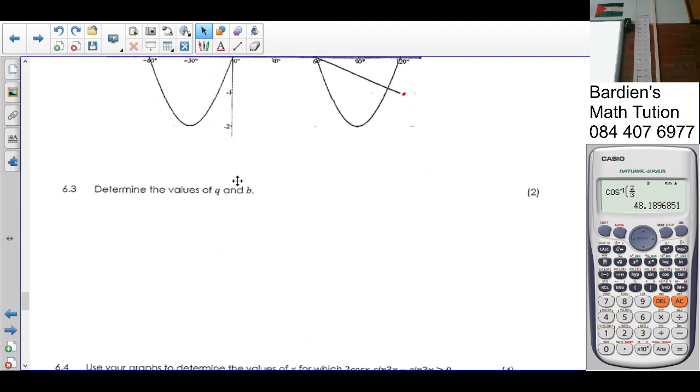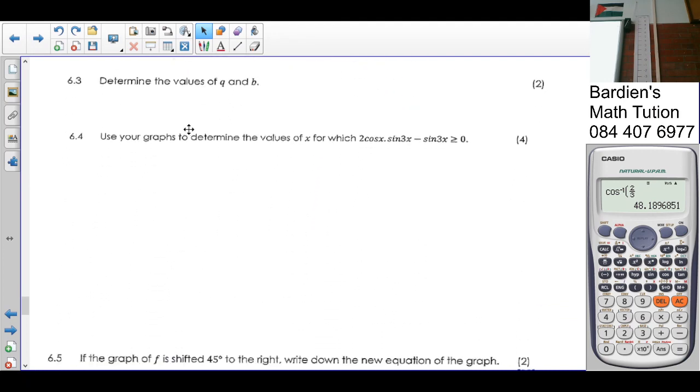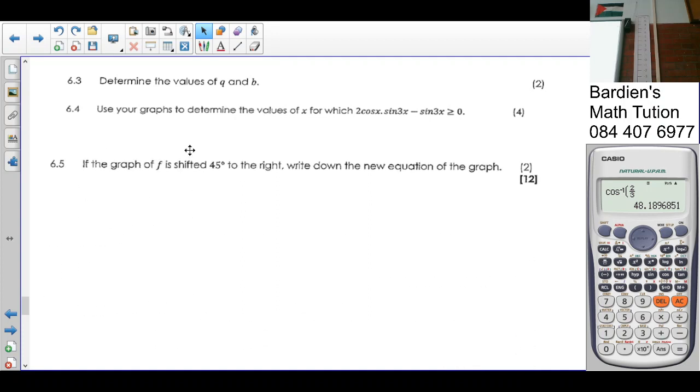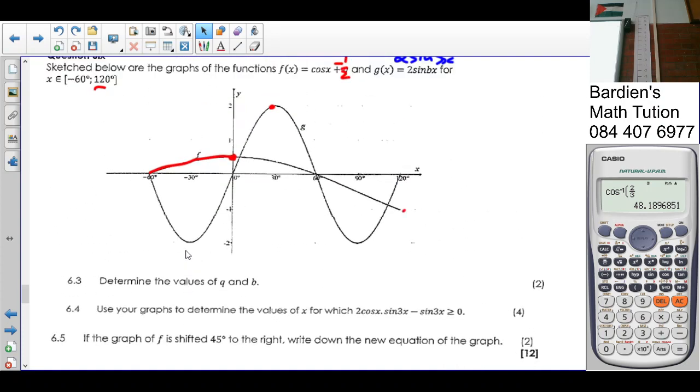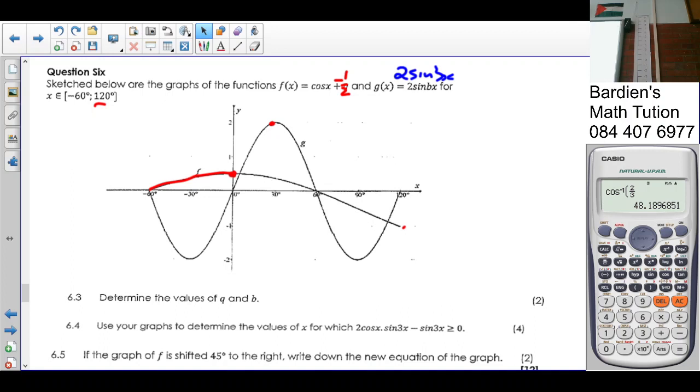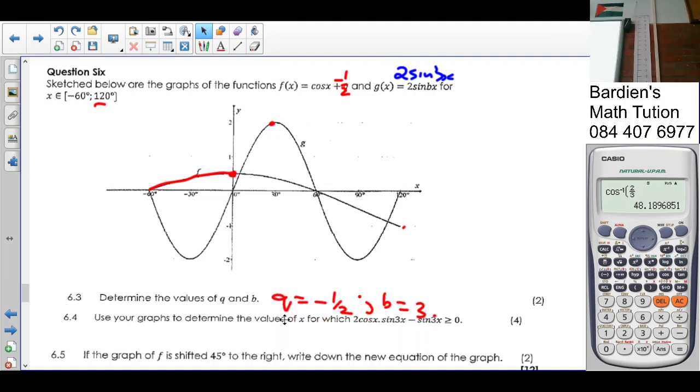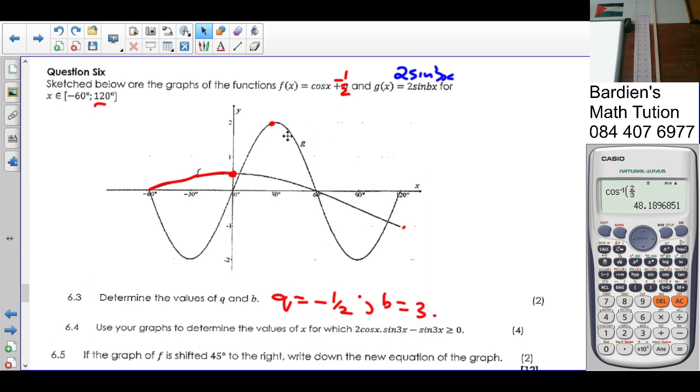Let's look at the next question. Determine the values of b and q. So your q value is negative half, and your b value is 3. You all okay with that? Yes? So q is negative half, so the graph is moving down by a half unit. Okay, there we have worked it out.